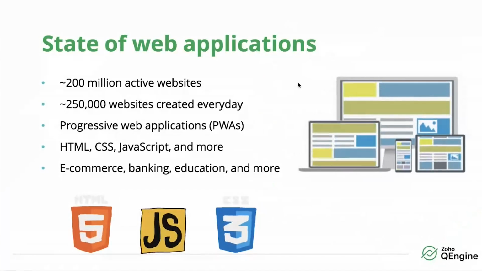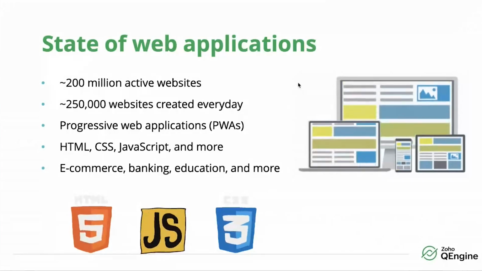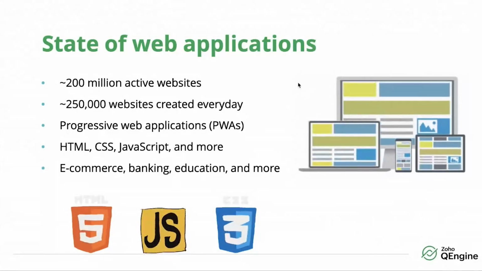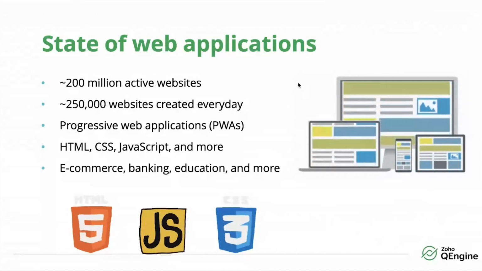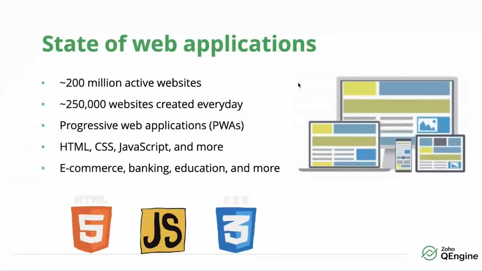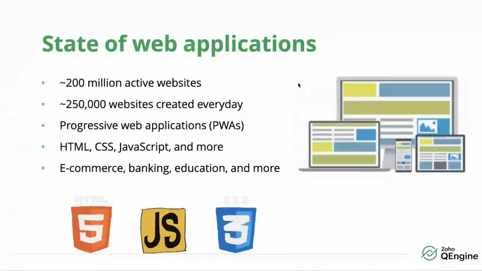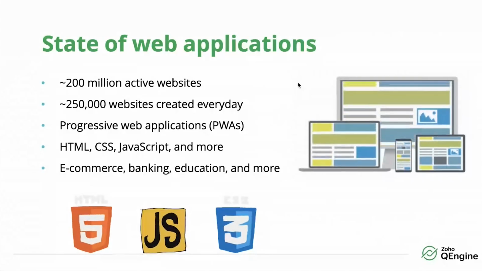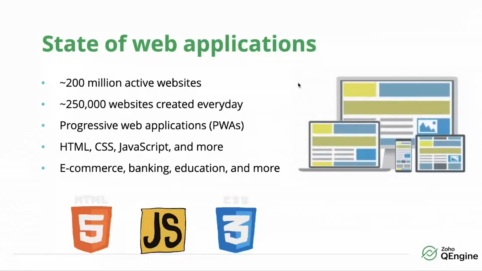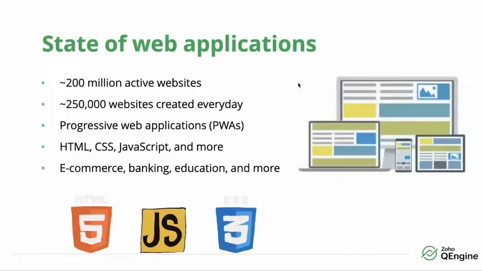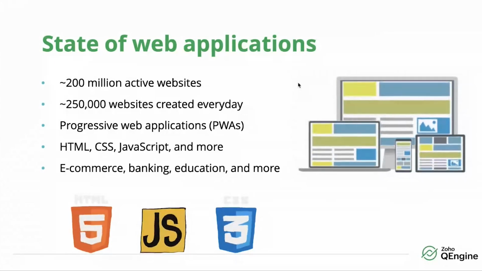So let's just quickly understand the state of web applications. Currently there are more than 1 billion websites available. And out of those, only 200 billion active websites are there, which is a big deal if you think about it. And every single day, more than 250,000 websites are created. So the state of web applications is very important as we proceed with the webinar, because most of the businesses and organizations out there are powered by websites.